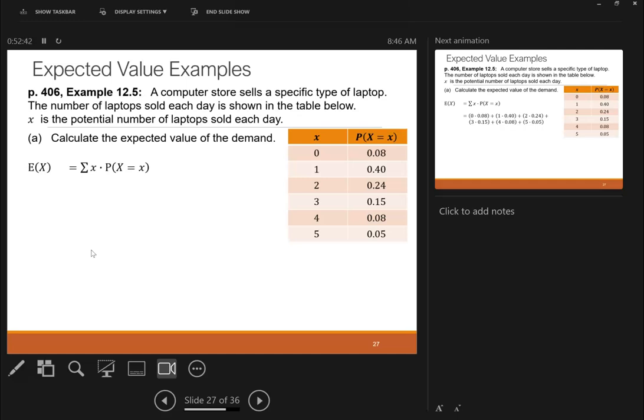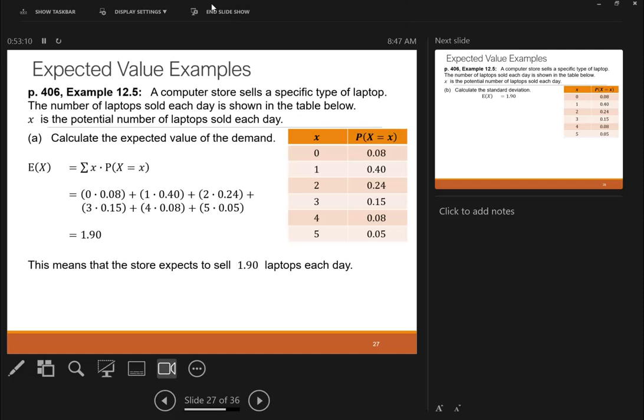So again, the formula for expectation is outcome times probability summed for all possible outcomes. So my outcomes here are 0 through 5. They're attached to probabilities, so I'm just going to do 0 times 0.08 plus 1 times 0.4 plus 2 times 0.24, et cetera, et cetera. So when I do that, I get an expected value of 1.9. That would mean that on average, the store would expect to sell 1.9 laptops each day.